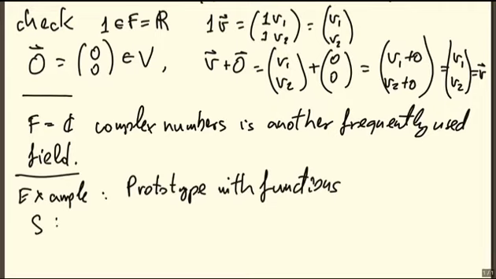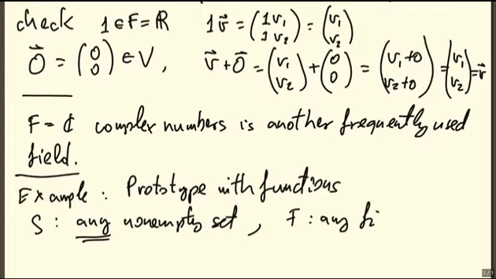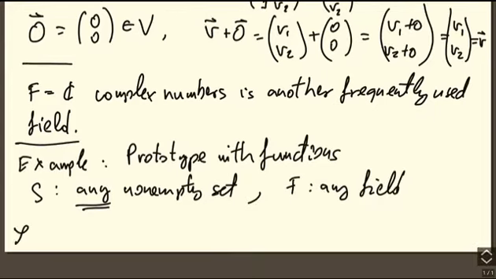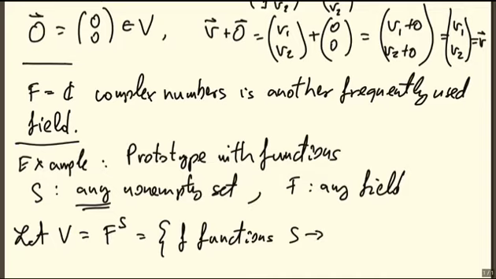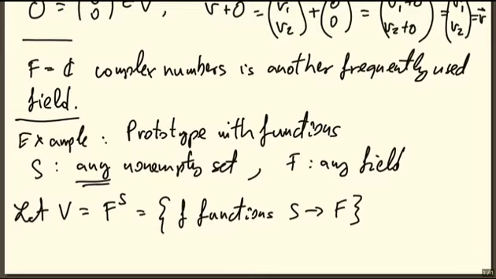S will be any non-empty set. Okay, so this is also important maybe to remember, that any non-empty set. F will be any field in general. And then we let the vector space be, the notation is F raised to the power S. And the definition of this is that this is the set of functions mapping from S to the scalar field F. We have to use functional notations.